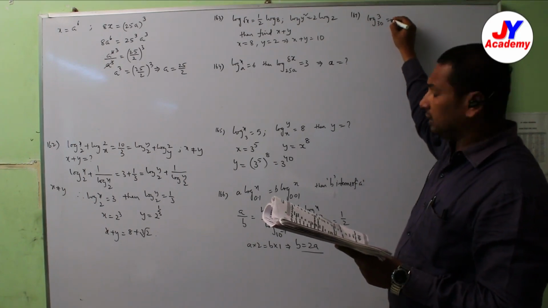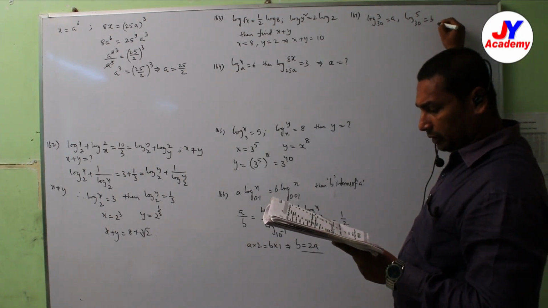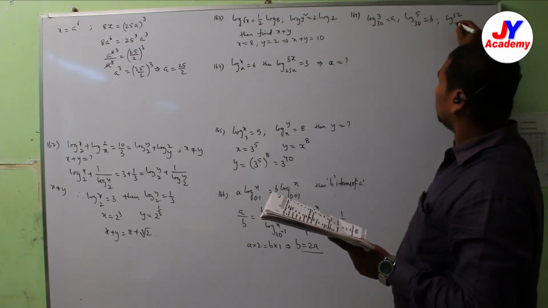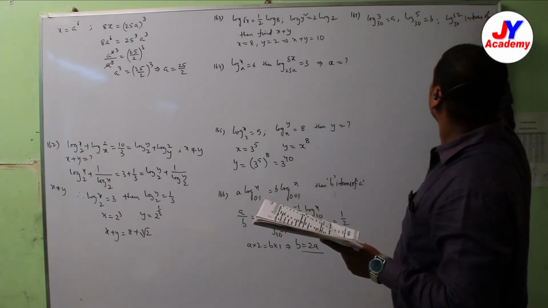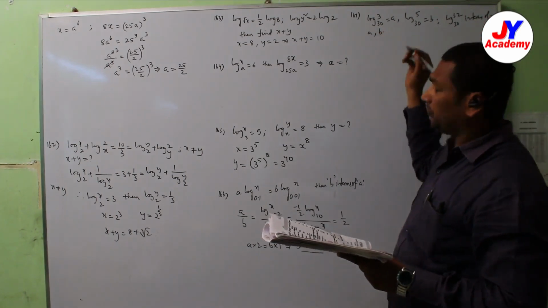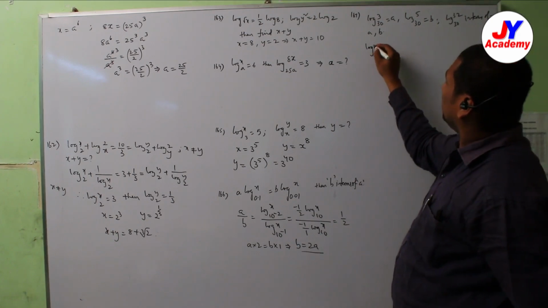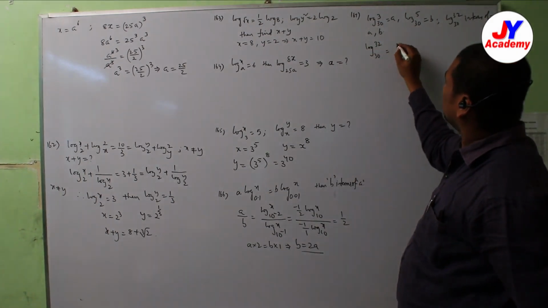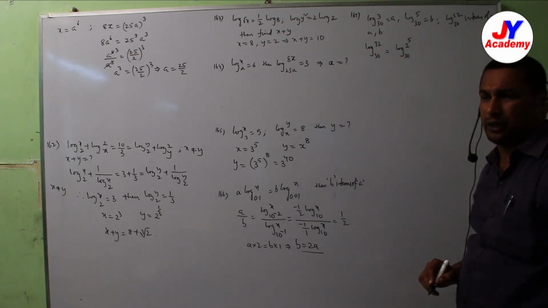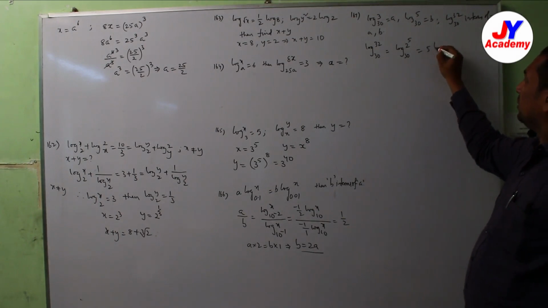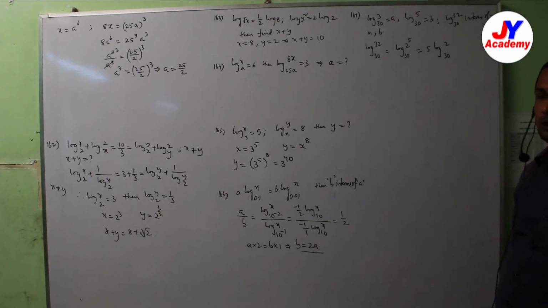Log 3 base 30 is equal to a, log 5 base 30 is equal to b, log 32 base 30 in terms of a, b we have to express. See, once go through here, what do we have to express? Log 32 base 30. It is log 2 power 5 base 30. It is 5 log 2 base 30.